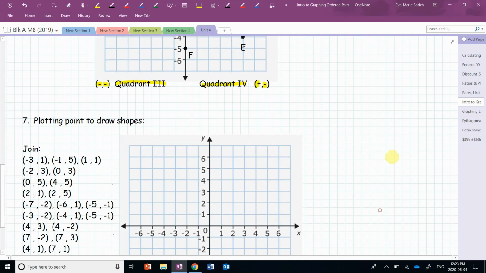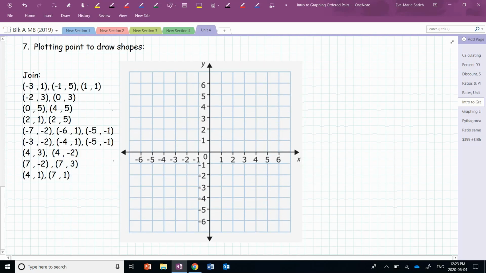Okay? Now, the next thing you're going to be asked to do here is to be able to draw a shape by plotting points, okay? So we're going to be plotting points to draw a shape here, and it tells us to start by joining, okay? So we're going to join everything in this line. So we're going to start with -3, 1. Remember, we're going to go left and right first, and then we're going to go up and down second.